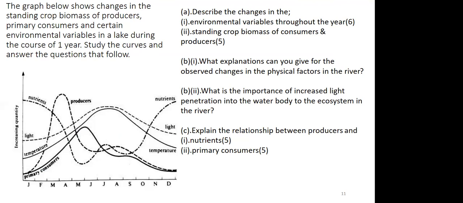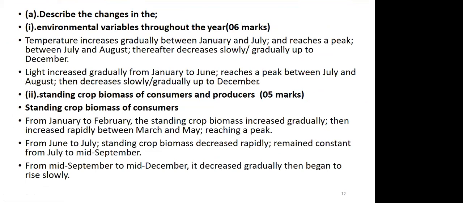Okay, so I think we can first look at what I had here, then we can go to part B of the question. So this is what I had. We see a temperature increase gradually between January and July, and then it reaches a peak between July and August. Thereafter it decreases slowly or gradually up to December. So most of the people got it right.